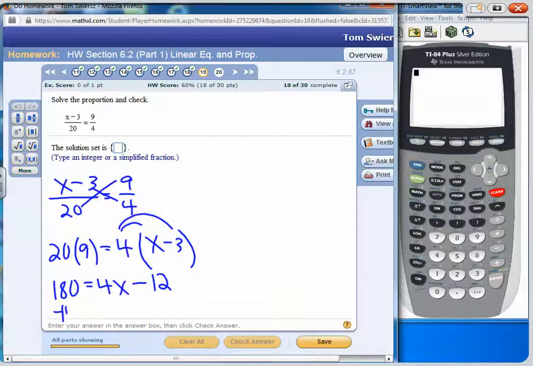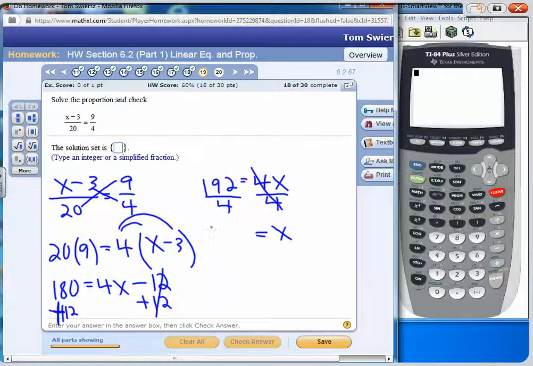And then add 12 to both sides to get rid of the minus 12. So adding 12 gives us 192 equals 4x. Divide by 4, so that the 4 over 4 reduces to 1, or 1x. And 192 divided by 4 goes in there 48 times. You can use your calculator if you want. So 192 divided by 4 is x equals 48. Okay?